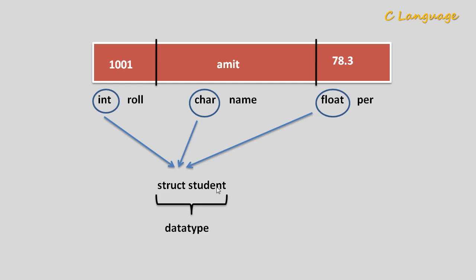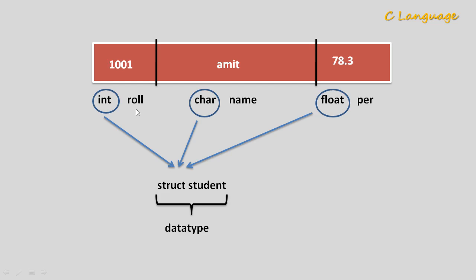So now the system, or you can say C, only sees struct student: the data type of this location is struct student, the data type of this location is struct student, and of this location is also struct student. What is encapsulated, it is not aware of. We know that all three are combined, and we have given a name to it, struct student. So all three locations now have a similar data type, and that is struct student.